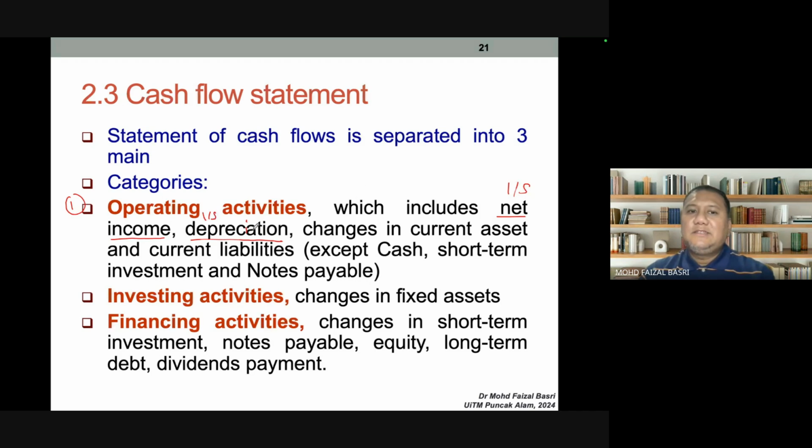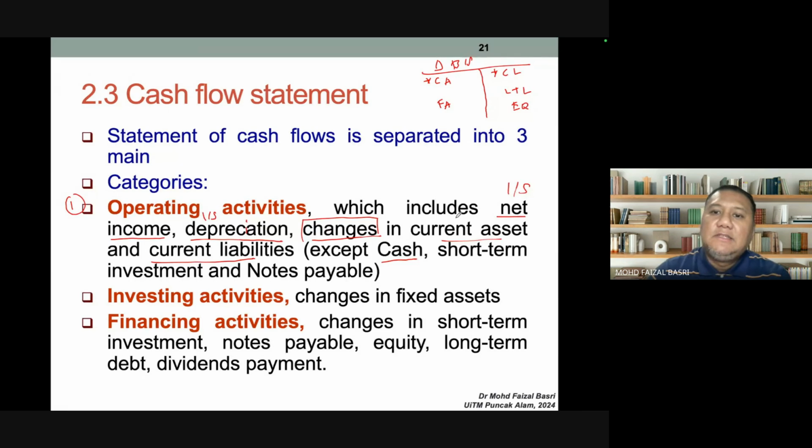And then the rest of items under operating activities comes from the changes. So the keyword kat sini adalah the changes of current asset and current liabilities. So if we look back dekat dalam balance sheet, kan kita ada current asset kat sini, and then we have current liabilities. And here we have fixed asset, and then we have here long-term liabilities, and also equity kan. Okay, so this is the balance sheet. So when we track the changes of balance sheet for the current asset dengan current liabilities ni, kita akan letak dia dalam operating activities, kecuali with the exception of cash. So cash ada dalam current assets, tak masuk dalam operating activities.